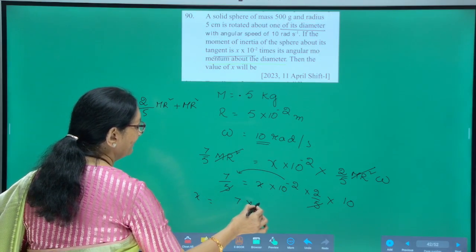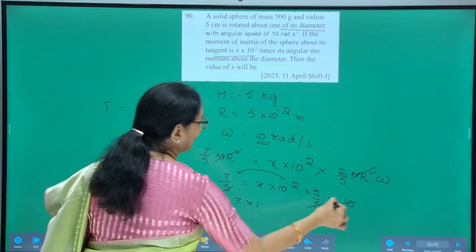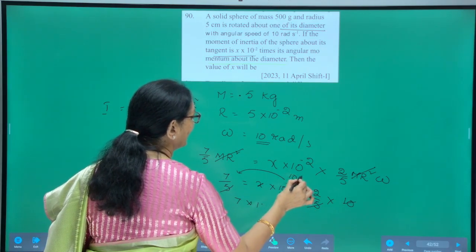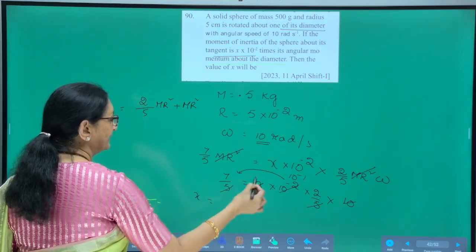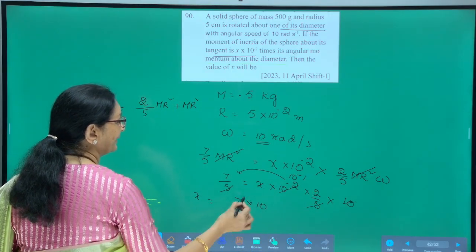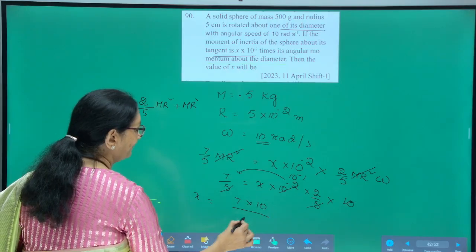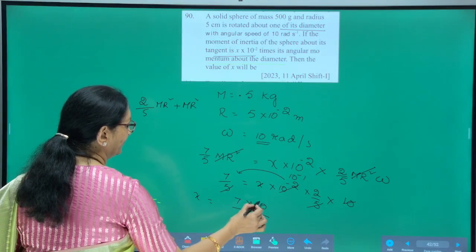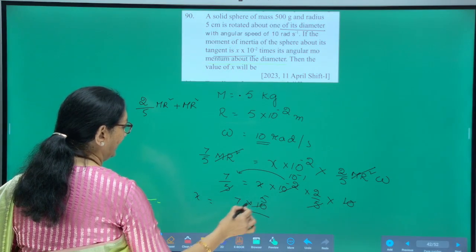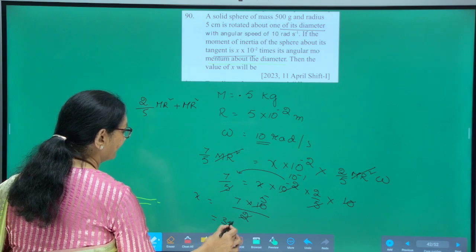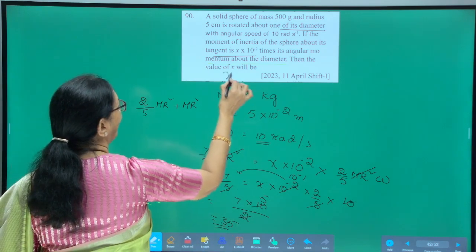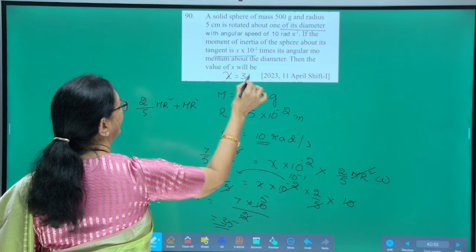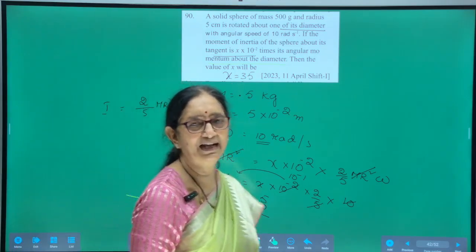this 10 power minus 2, if it comes this side, 10 into 10 power minus 2 is 10 power minus 1, that if it comes to the other side, it becomes 10 divided by 2. So, it is 70 by 2, so it is 35. Okay. So, the value of x is equal to 35, that is the answer.